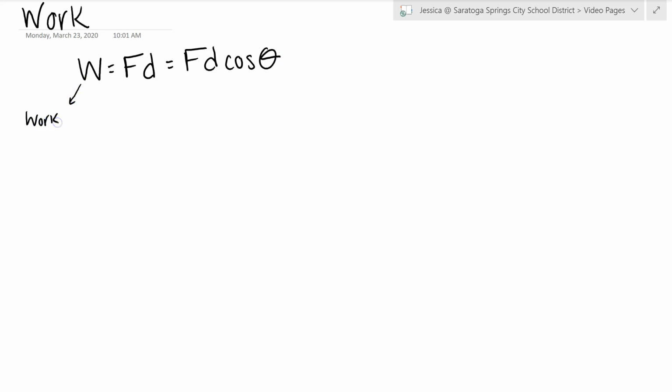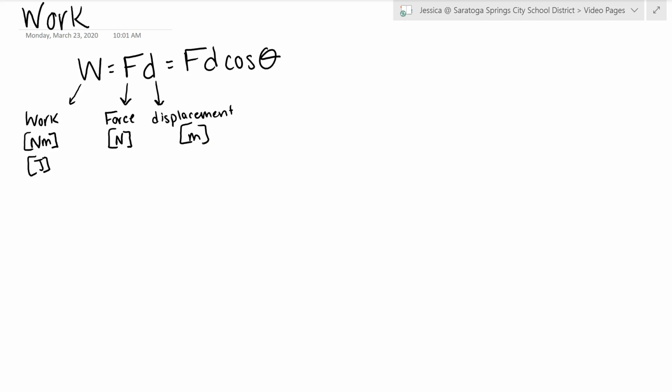And remember that work can be measured in newton meters or joules. Okay. F is our force, and that is measured in newtons. And D is our displacement. Okay, and that is measured in meters.